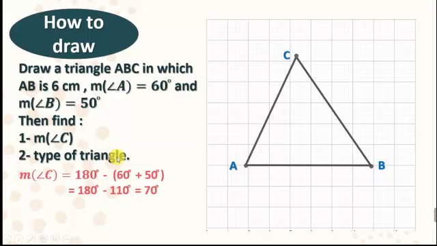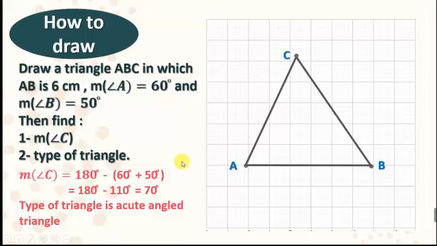Find the type of the triangle. I have one angle 50, one angle 60, and one angle 70. Where is the biggest one? 70. What's the type of 70? It's acute. So the type of the triangle is an acute angled triangle.